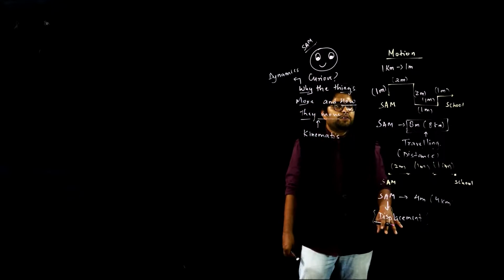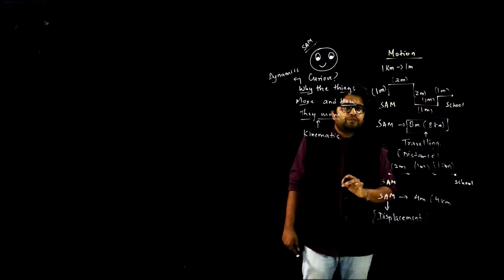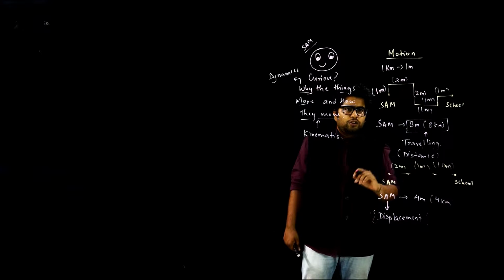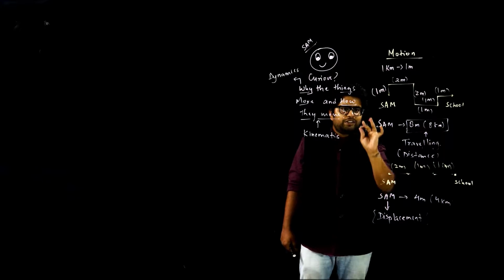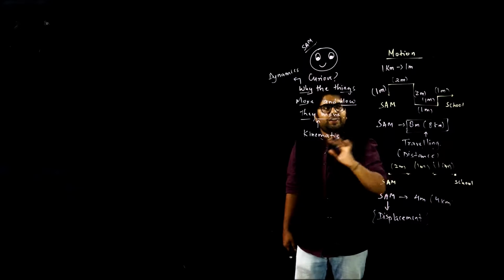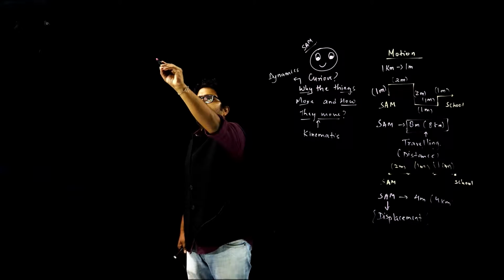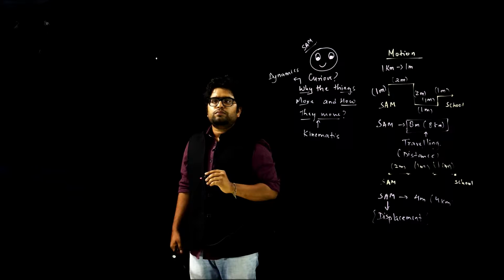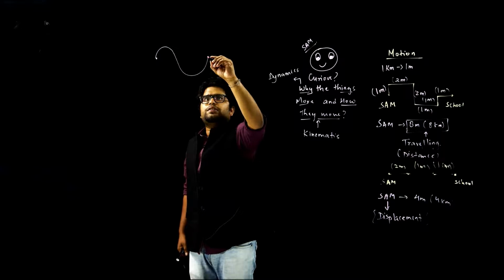So what we understood from this point? The point is the shortest distance between 2 points is what we call displacement. So the actual path length is what we call distance, and the shortest possible path length between 2 points is what we call displacement. Let's take an example to understand it better. So let's say if a particle is there, it follows this path and reaches this point.